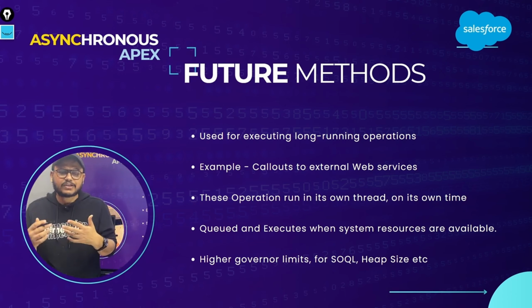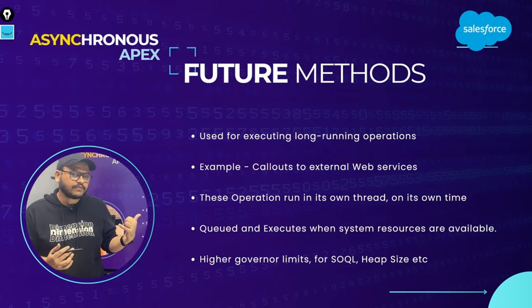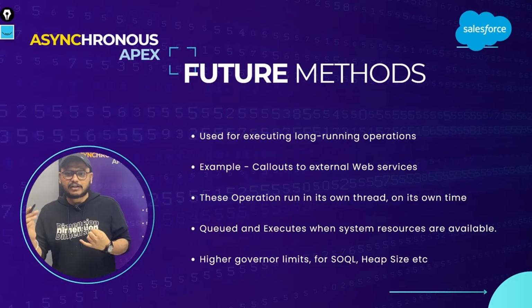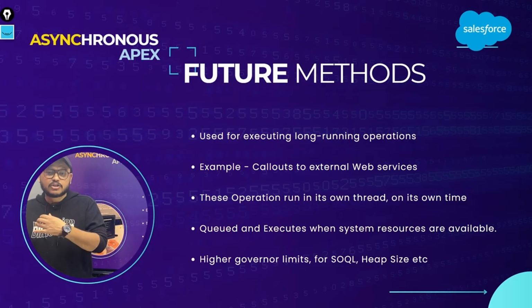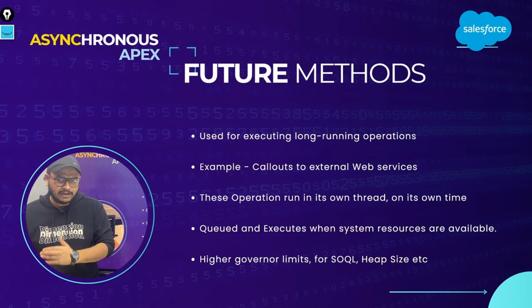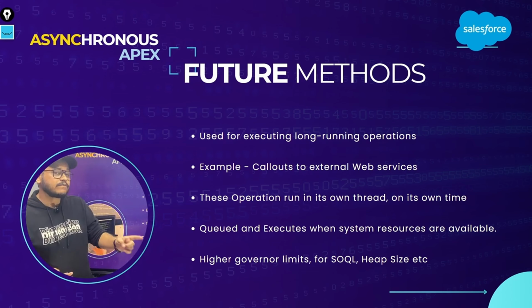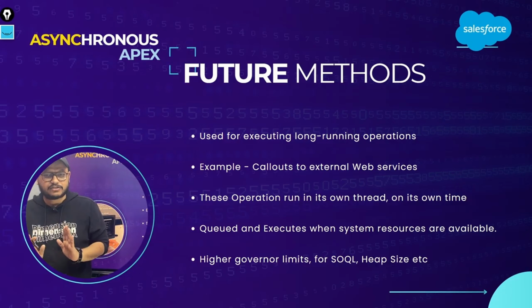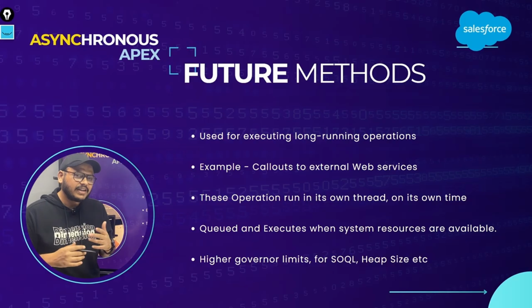So if you are thinking of executing a long running operation, you may use a future method. The advantage that you will have is, one, it will not interrupt or interfere in the execution of the synchronous Apex. Whatever is your most important logic which needs to get executed first, the future method will wait for its turn. It will wait for the system resources to become available. It is not going to interfere with the other synchronous logic. It will allow synchronous logic to get executed first, and once the synchronous Apex has got executed, then this will go and get executed.